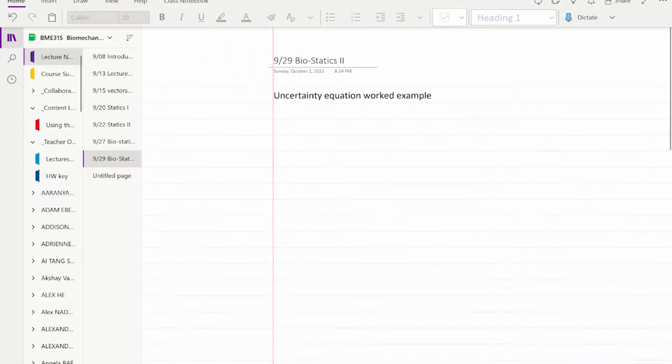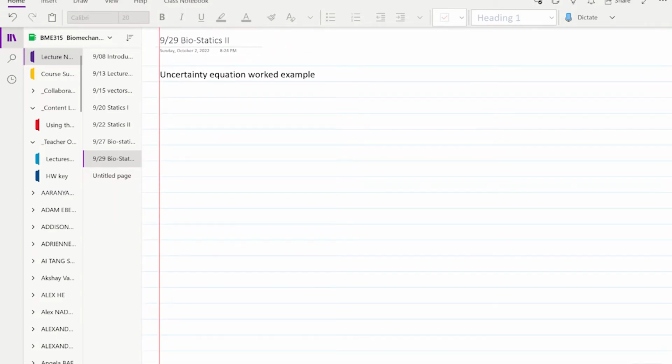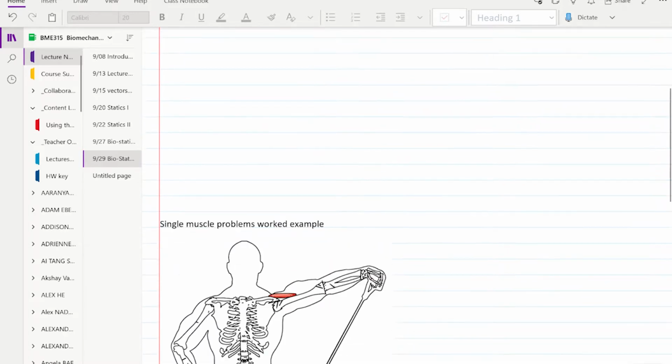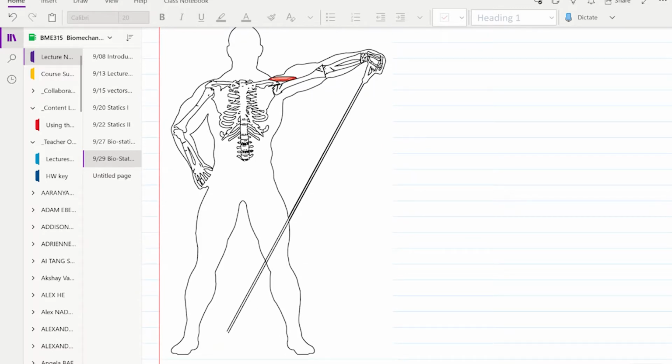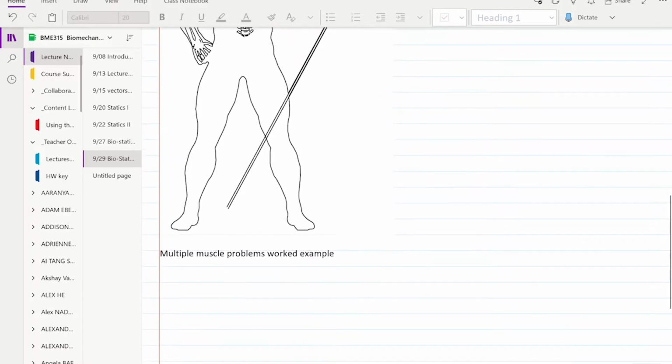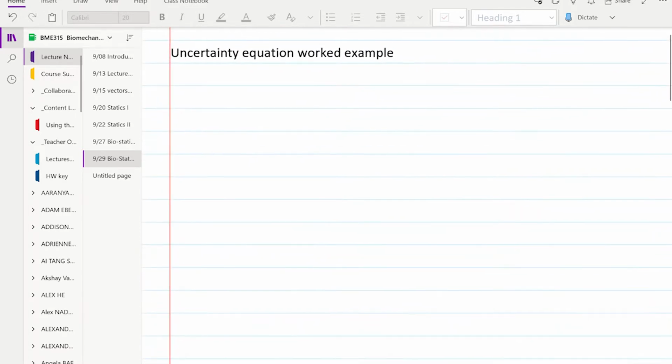All right, so today we're going to look at a few worked examples. Today, let's look at the uncertainty equation, single muscle problem, where we look at the delt doing a delt raise with a cable. The cable is going to give us a known angle or known weight vector for the arm. So let's get started on this uncertainty equation.